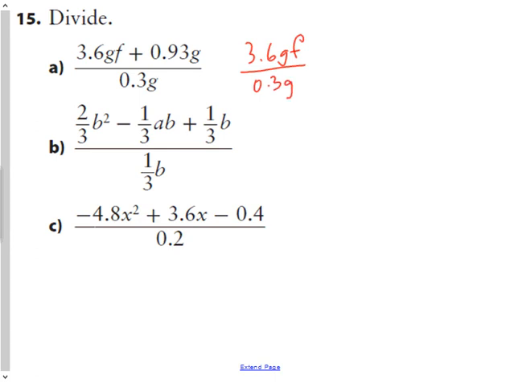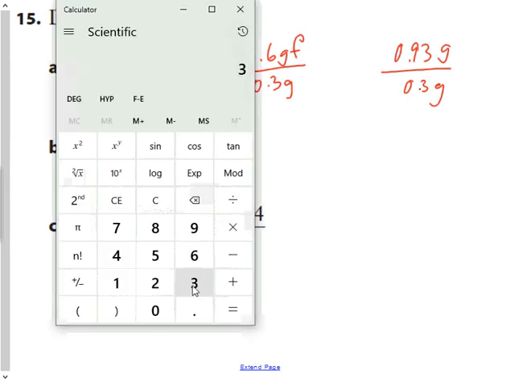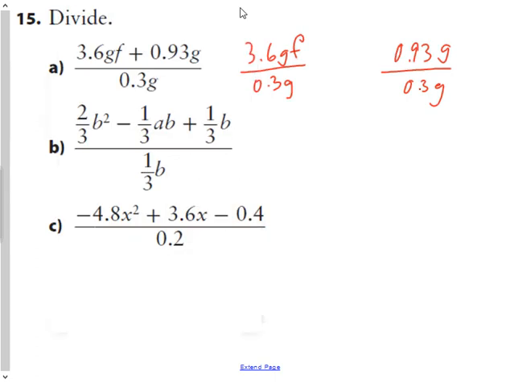So, 3.6fg divided by 0.3g, and then 0.93g divided by 0.3g. First one is, what is 3.6 divided by 0.3? 3.6 divided by 0.3 is 12. So that cancels those two out to give 12. G divided by G is 1 over 1, which is 1.